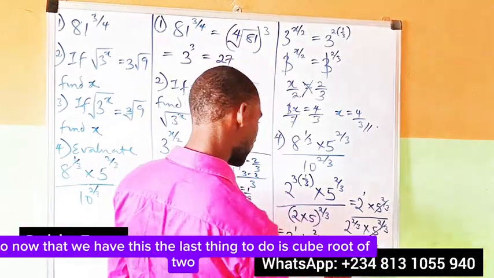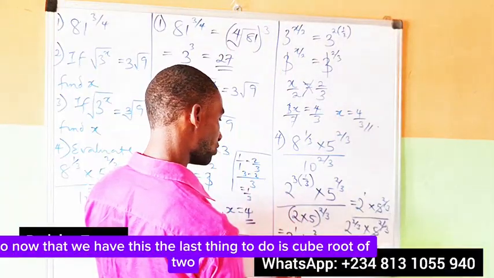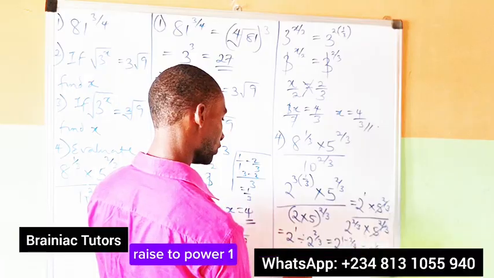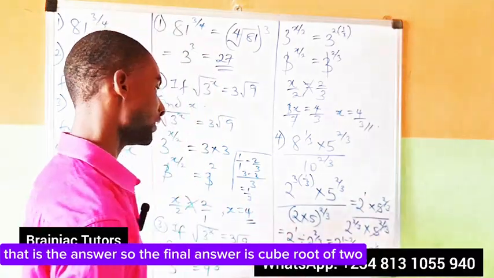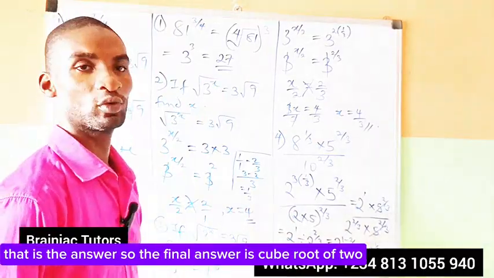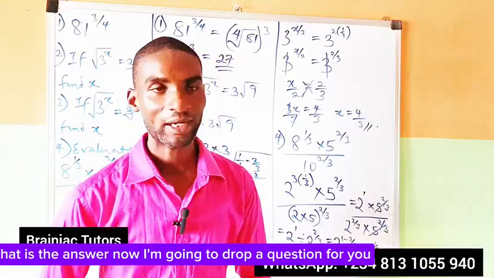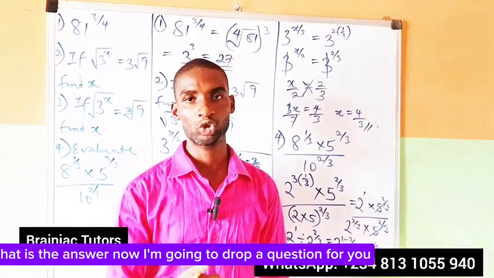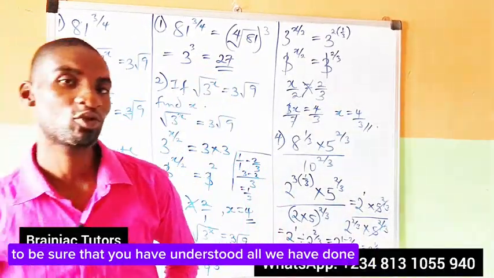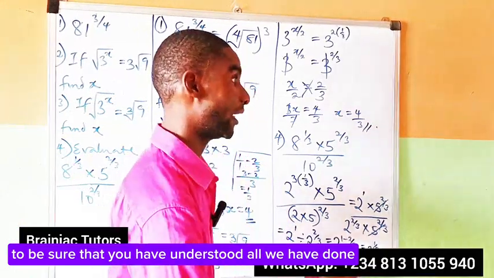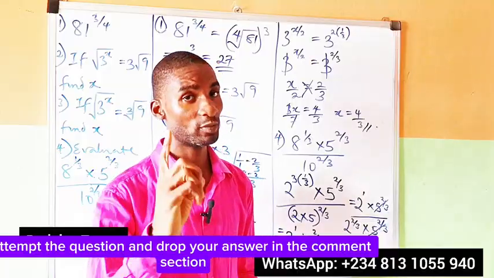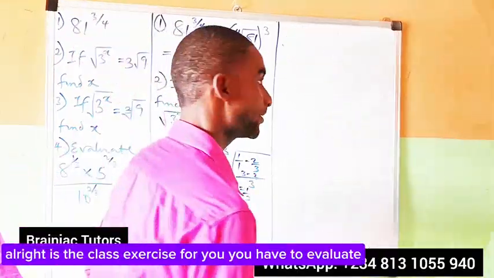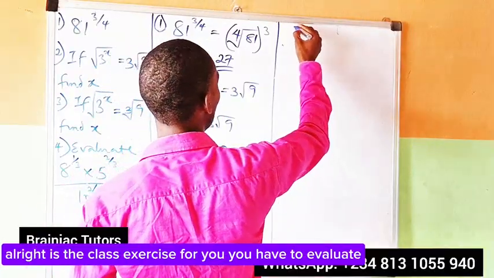So now that we have this, the last thing to do is the cube root of 2 raised to power 1. That is the answer. So the final answer is the cube root of 2. Now I'm going to drop a question for you to be sure that you have understood all we have done. I would like you to attempt the question and drop your answer in the comment section. All right, this is the class exercise for you.